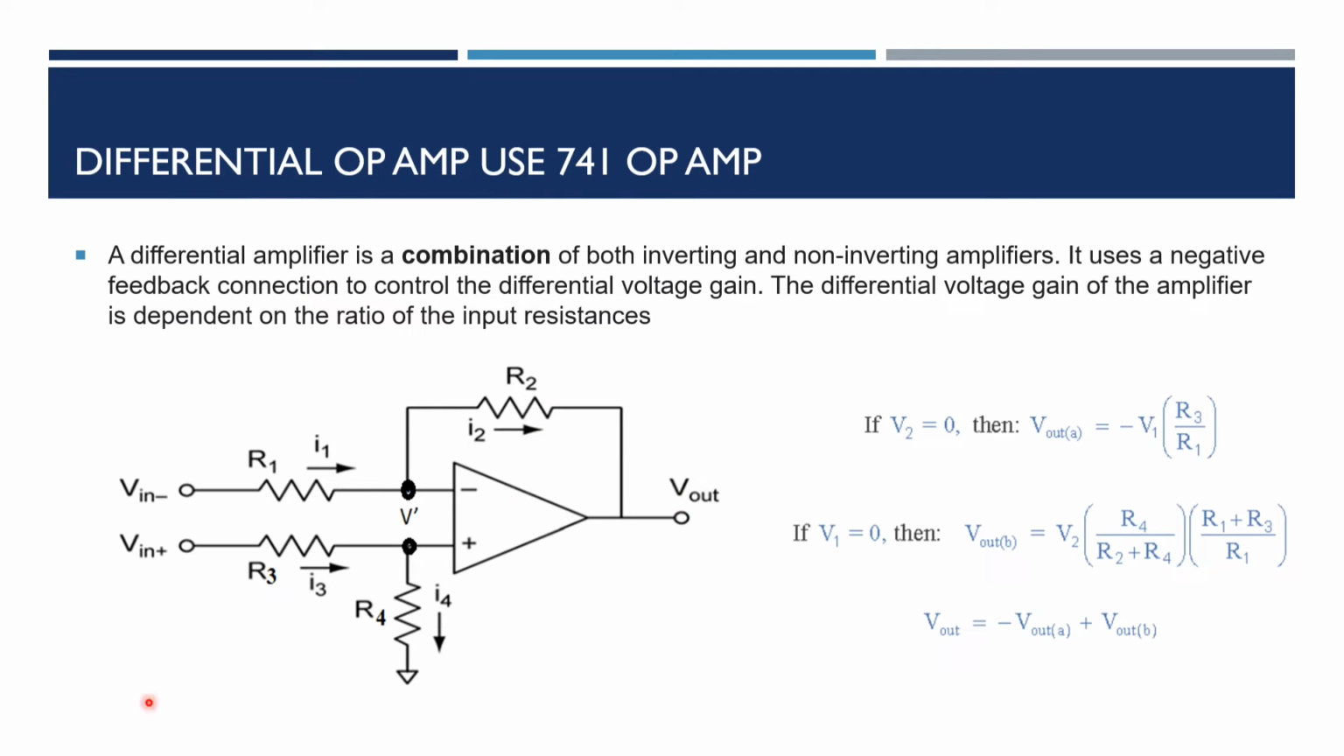This is the differential amplifier. In the differential amplifier, Vin negative goes to R1 and R2 at the negative terminal, and Vin positive goes to R3 and R4 at the positive terminal. This is the formula for the differential amplifier.